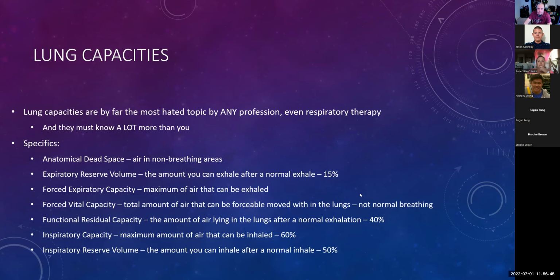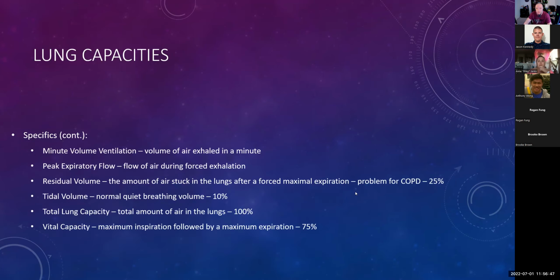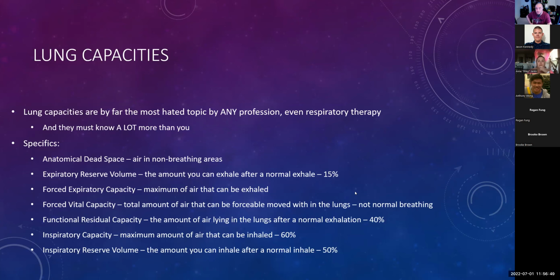For your boards, obviously I have the chart coming up here, right? Understand what the words mean. So anatomical dead space is when you get air in non-breathing areas. So air in areas that there shouldn't be air.